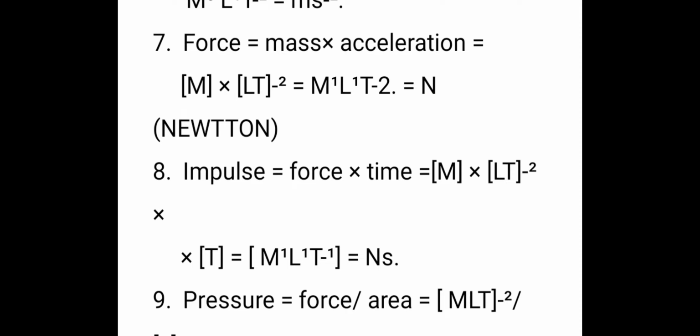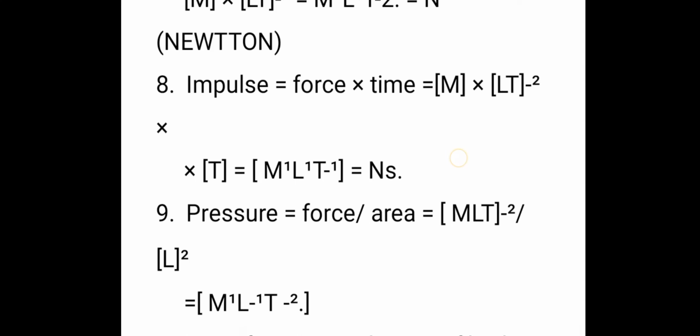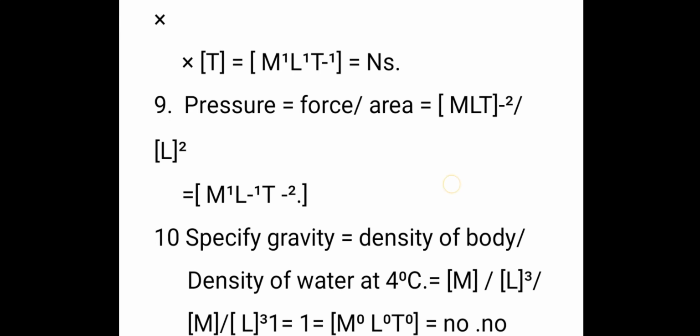Next, impulse. Impulse means force into time. We know the mass is M and the force is M L into T inverse 2, into T. So T inverse 2 and T1 cancel to leave T inverse. So the dimensional formula is M1 L1 T inverse. The unit is newton seconds. That's the most important bit for us.